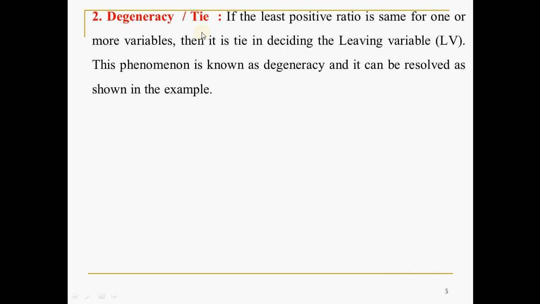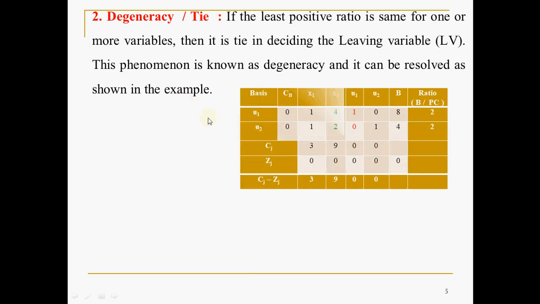Then coming to the next concept, degeneracy or tie. If the least positive ratio is the same or repeated for one or more variables, then there is a tie in deciding the leaving variable. We'll see that. This phenomenon is referred to as degeneracy and it can be resolved as explained in the example. So let us have an example like this. You have basis, CB, x1, x2, u1, u2, B, ratio.